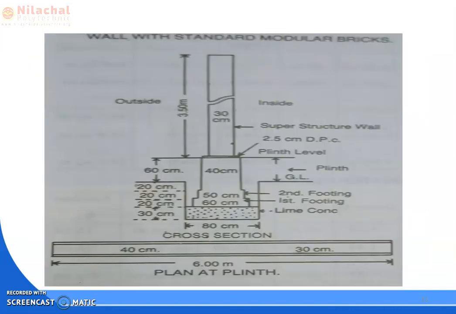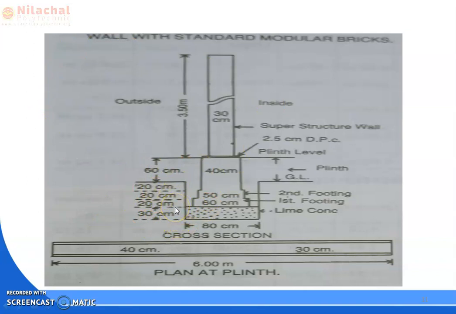The excavation height formula is from the bottom of the foundation to the ground level. What is the bottom of the foundation? It means the point where the lime concrete starts, from the starting point of the lime concrete to the ground level. Here the lime concrete thickness is 30.